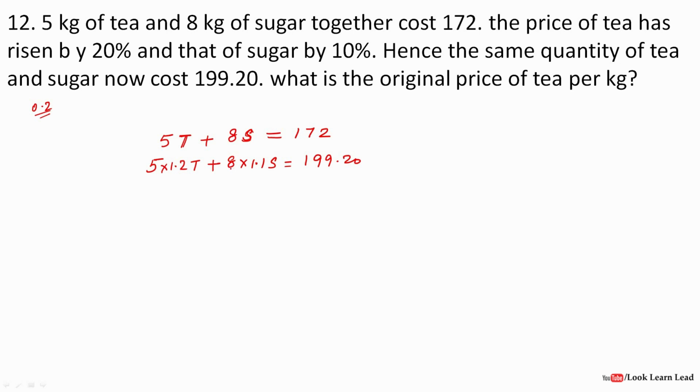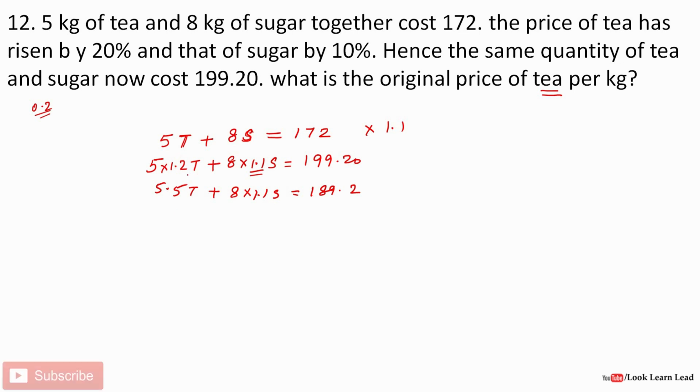We want the price of the tea, so I'll try to eliminate sugar. For eliminating sugar, this 1.1 is extra, so I'll multiply the first equation by 1.1. When I multiply the first equation by 1.1, I'll get 5.5t plus 8 into 1.1 S, which would be equal to, when I multiply 172 by 1.1, 189.2.